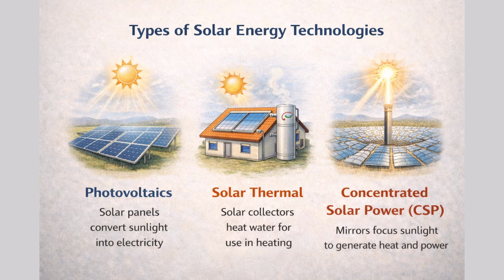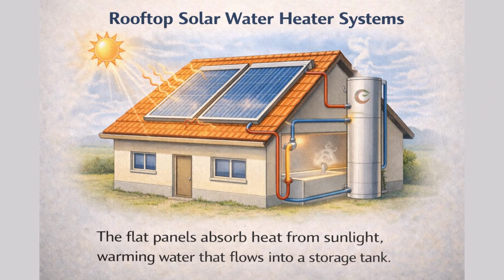Let us look at solar thermal in more detail. How does a rooftop solar water heater actually work? A rooftop solar water heater is beautifully simple. Flat panel collectors are mounted on the roof. These dark-colored panels absorb heat from sunlight very efficiently. A heat transfer fluid, usually water or a special antifreeze solution, circulates through pipes inside the collector, picking up that heat. The warm fluid then flows into a well-insulated storage tank, where it heats your domestic hot water supply.